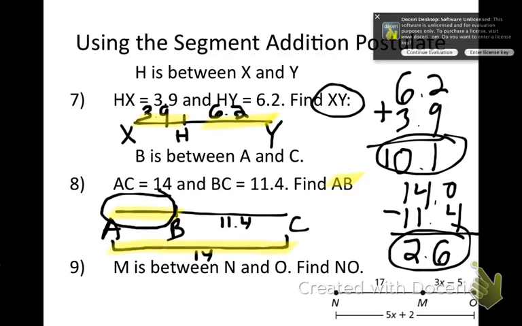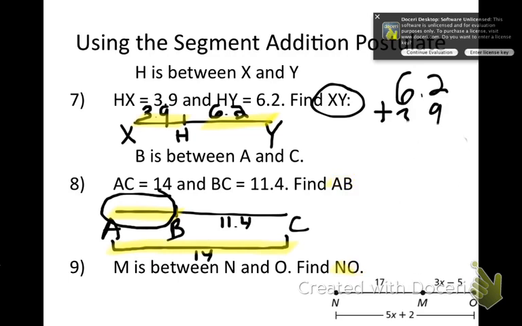Okay. Number 9, though. M is between N and O. It wants us to find NO. I want to find that right there. Well, it gives me some variables here. What might I want to set up, would you suppose, Max? What do I want to set up here? That's a good point.